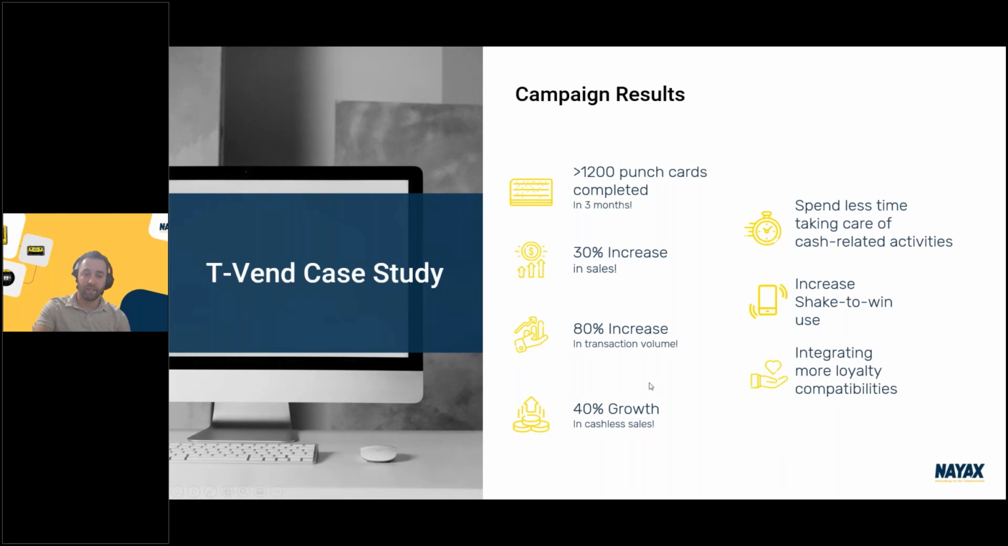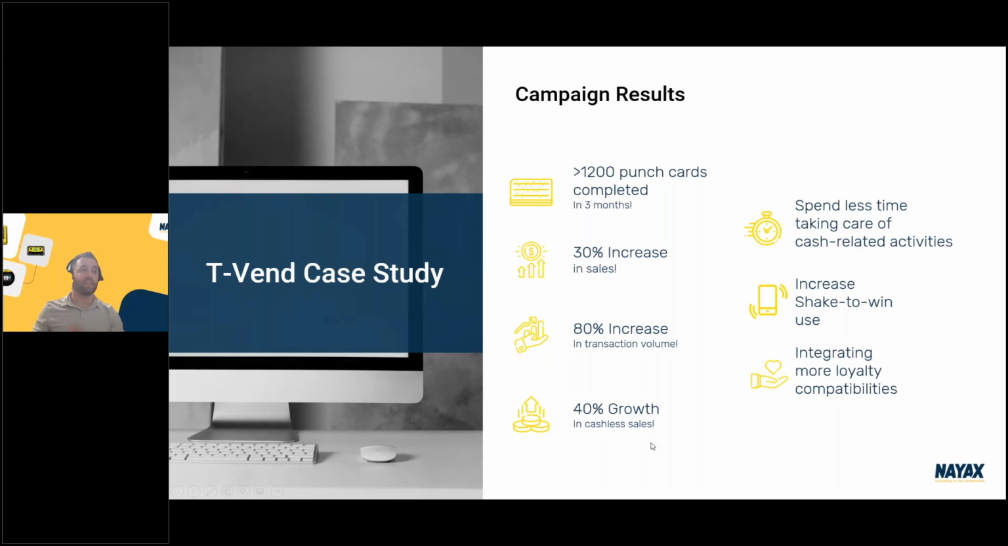And let's talk a little bit about results. So the results were pretty amazing, and this is the reason why I love using this case study in particular. So as you can see on the screen, more than 1,200 punch cards were completed in just 3 months. That's a huge number for that. 30% increase in sales, 80% increase in transaction volume, and 30% growth in cashless sales.